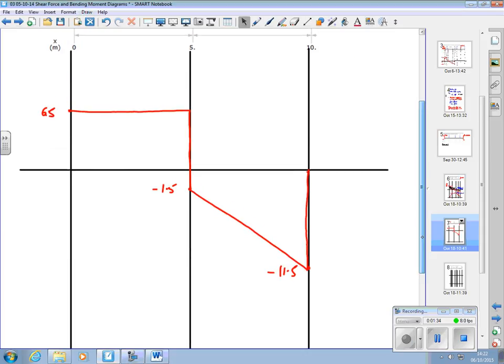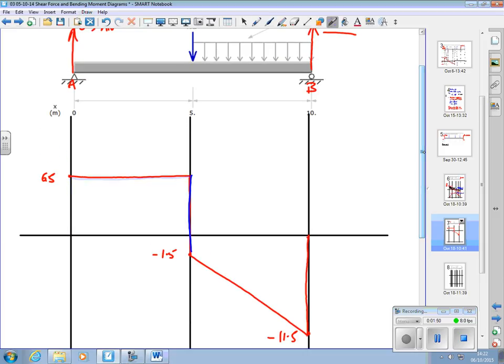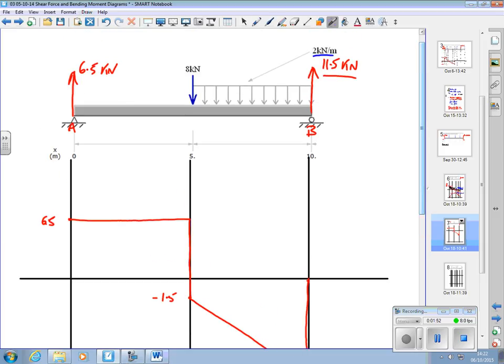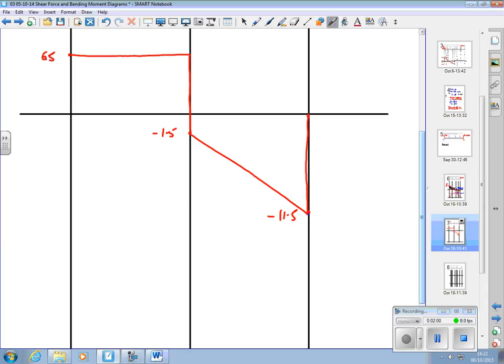Hopefully you ended up with something that looks a bit like that. Going up to 6.5, which is that reaction force. Nothing happens till we get to here. Down 8, which takes us to minus 1.5. By the time we get to the end of the UDL here, we've gone down how much? 2 lots of 5 meters is 10, so we've got to go down another 10. So that takes us to minus 11.5. And how do we get there? Like that, because it's a UDL, so the force is gradually being put on. And then the reaction force at B takes us back to 0 again.